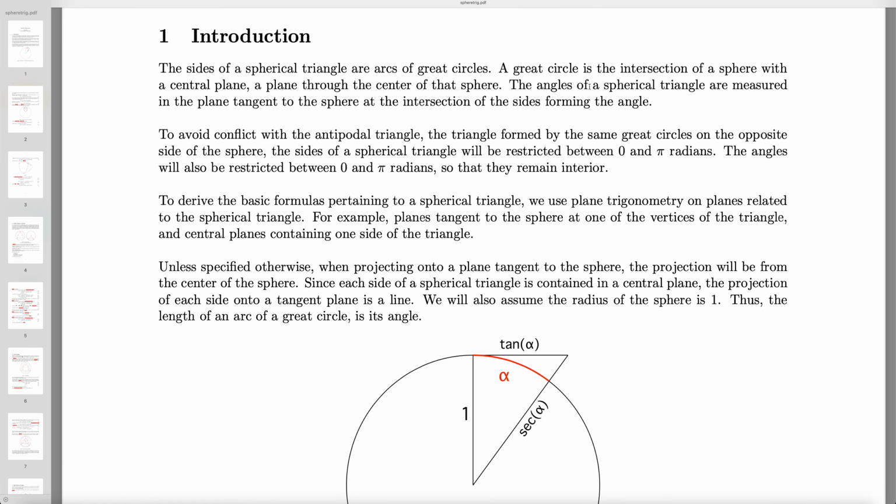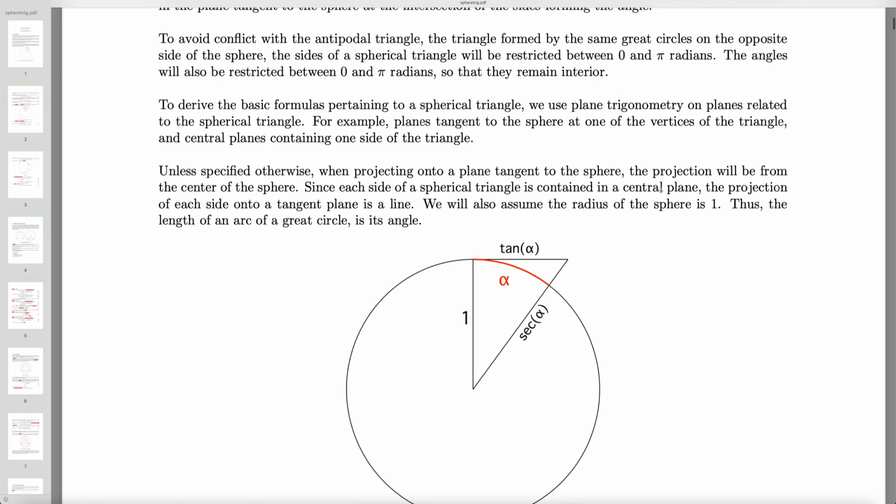The angles of a spherical triangle are measured in the plane tangent to the sphere at the intersection of the sides forming the angle. To avoid conflict with the antipodal triangle, the triangle formed by the same great circles on the opposite side of the sphere, the sides of a spherical triangle will be restricted between 0 and pi radians. The angles will also be restricted between 0 and pi radians so that they remain interior.